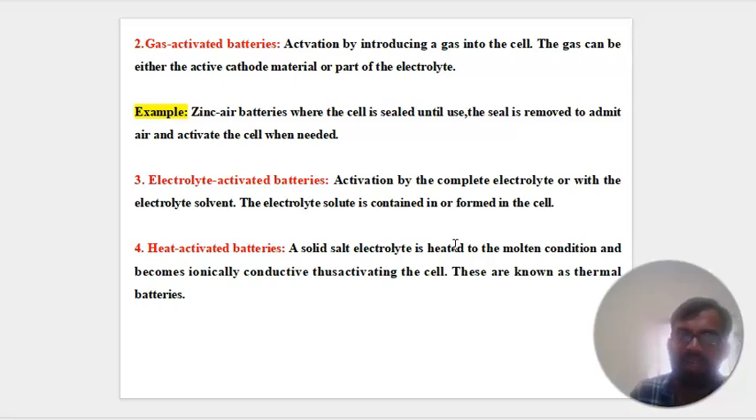Electrolyte activated batteries. The activation of the complete electrolyte or the electrolyte solvent. The electrolyte solute is contained in or formed in the cell. Heat activated batteries. So a solid salt electrolyte is heated to the molten condition and becomes ionically conductive, thus activating the cell. Those are known as thermal batteries.